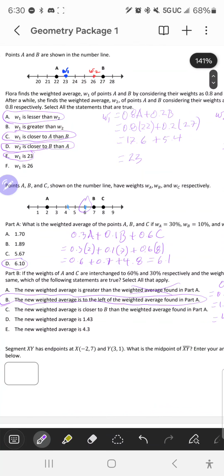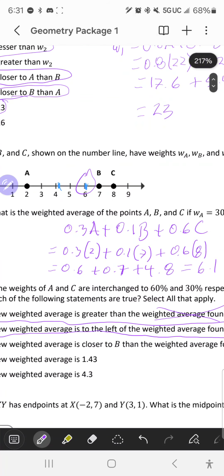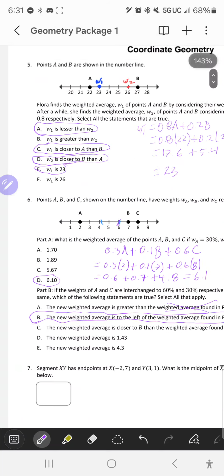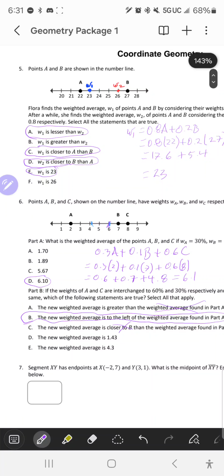Now the new weighted average is closer to B than the weighted average found in part A. As you can see, the new one is here and the one in part A is here. So this statement is clearly false, since the one in part A was way closer to B. So this statement is false.